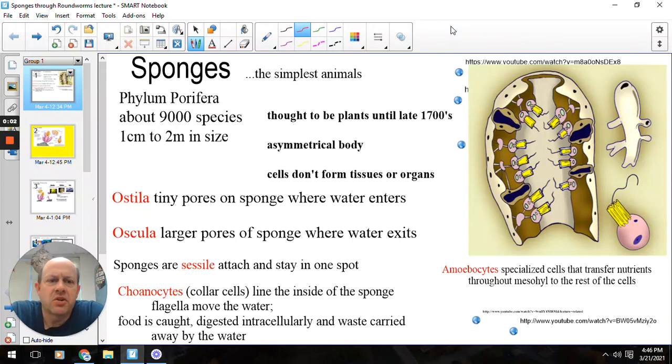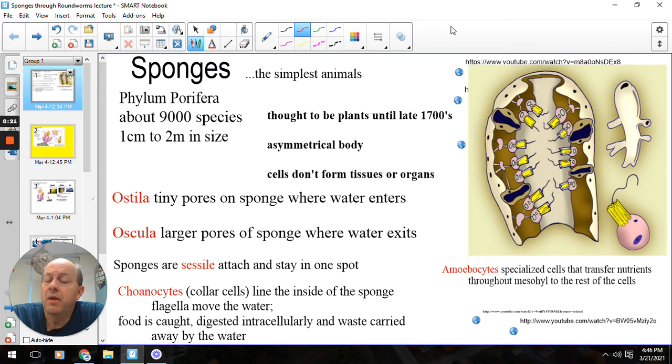Today we're going to start our journey through the animal kingdom, and we're going to start with the phylum Porifera. So these are the sponges. Sponges are going to be the simplest of the animals that we talk about. In fact, they're so simple that really until kind of the late 1700s we thought that they were plants.